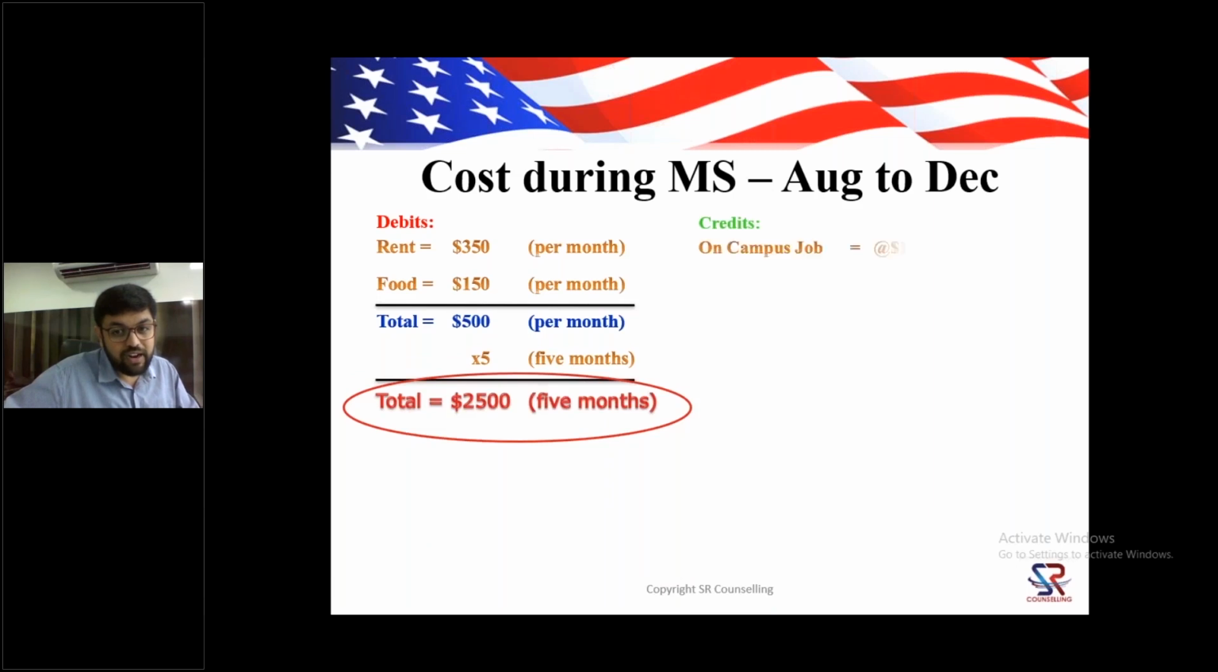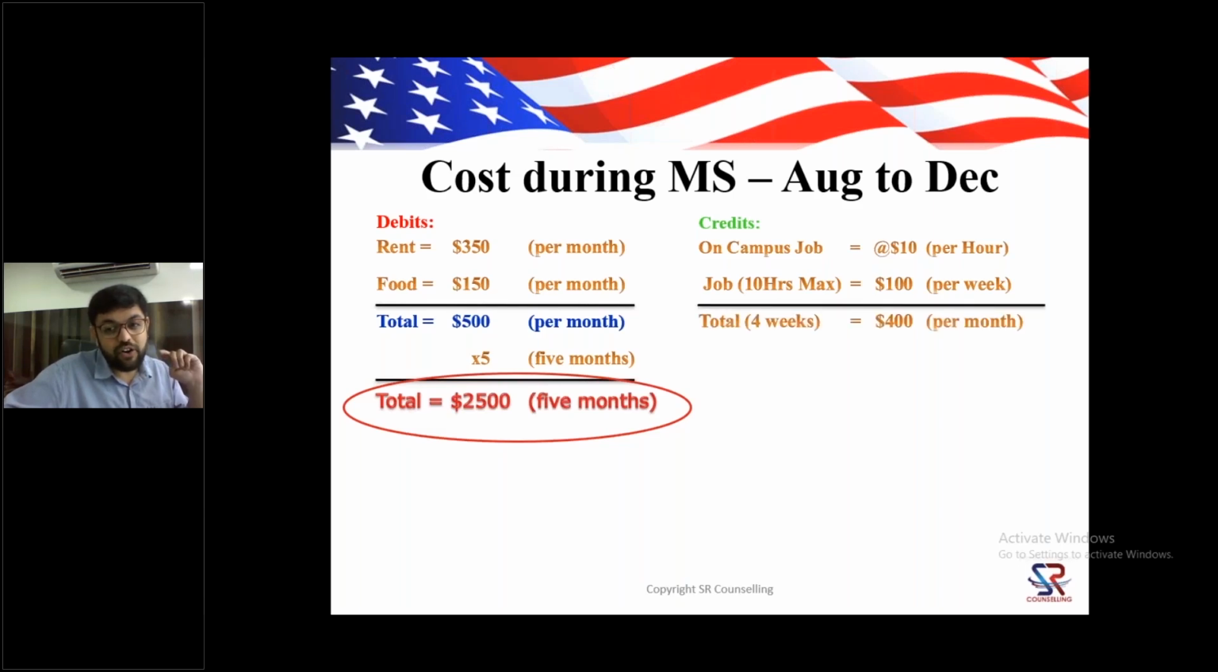How much can you earn? You can work for 20 hours a week on campus, but ideally that's a little challenging because you have a lot of coursework as well. So you will work for say 10 hours a week and you will earn approximately $10 an hour if you are in Los Angeles in California. Then the maximum you can earn per week is $100. 10 hours a week, $10 an hour is $100 per week. How many weeks make a month? 4 weeks will make a month. So 100 times 4 is $400 per month is what you would earn. Let's say August to November, which is 4 months.